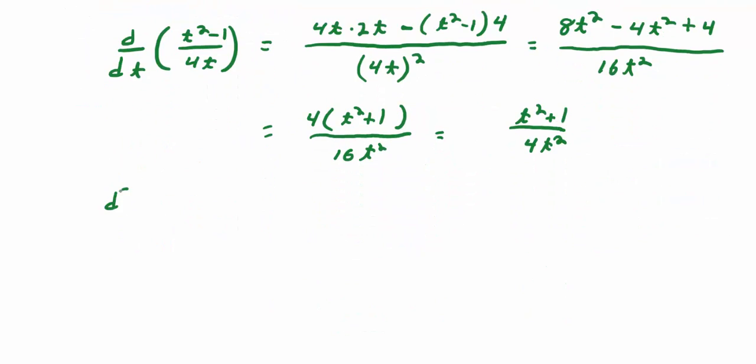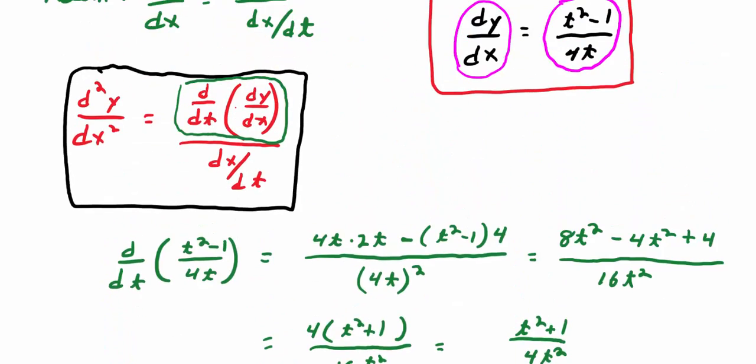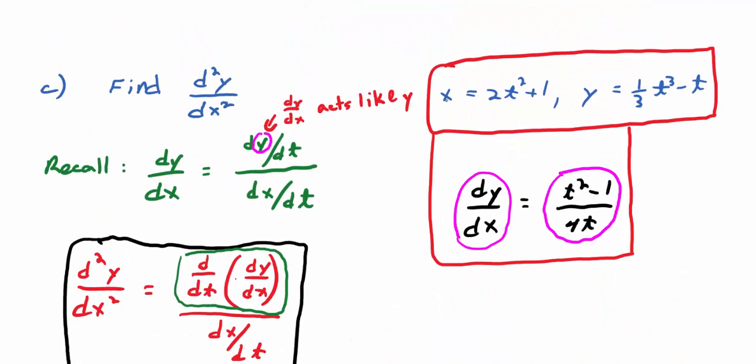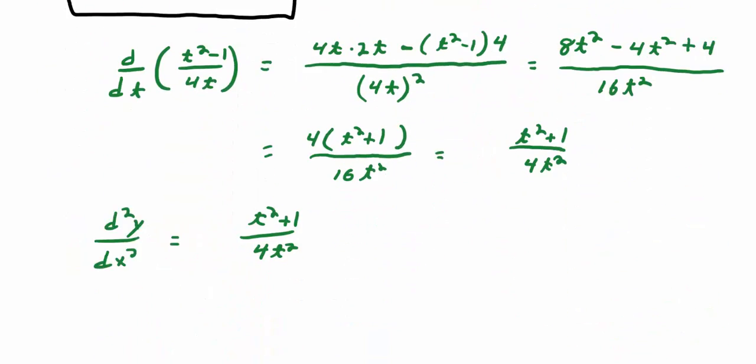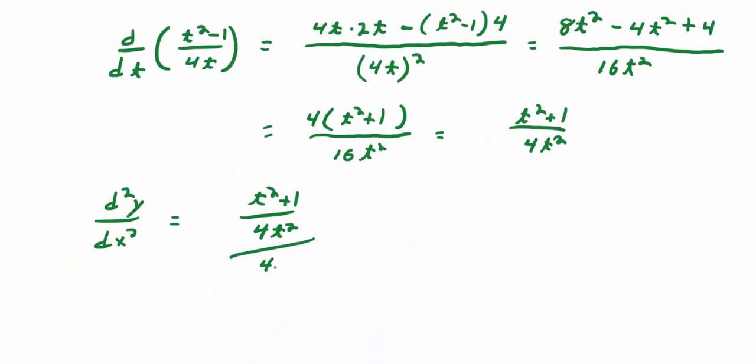So the second derivative of y with respect to x is going to be what we just found, (t squared plus 1) over 4t squared. And then dx/dt, we could recalculate it if you want. We did it yesterday, but it's easy enough to just recalculate. What is dx/dt? 4t. So that thing divided by 4t, but you can think of it as 4t over 1 if it helps. Flip and multiply. What do you end up with? t squared plus 1 on top, 16t cubed on the bottom.